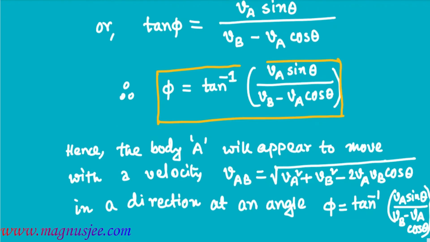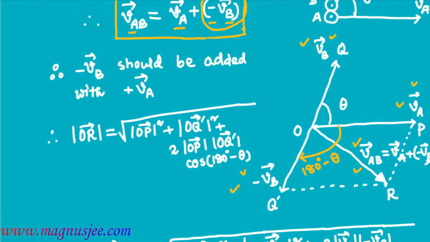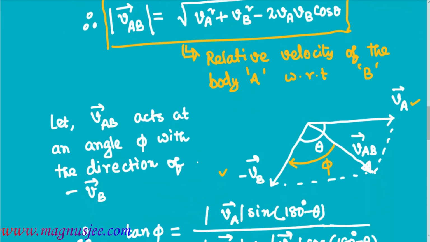So in this way we can describe the direction of motion of the body. The total angle between vector VA and vector VB is 180 degree minus theta. So the relative velocity of A with respect to B will be along the direction OR at an angle phi with minus vector VB.